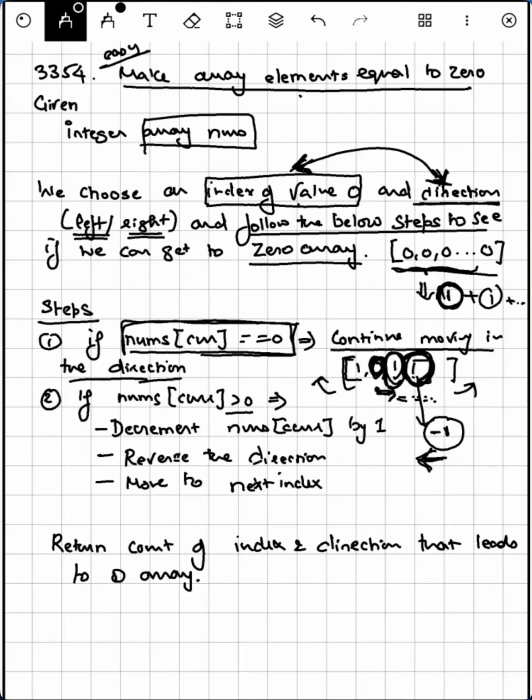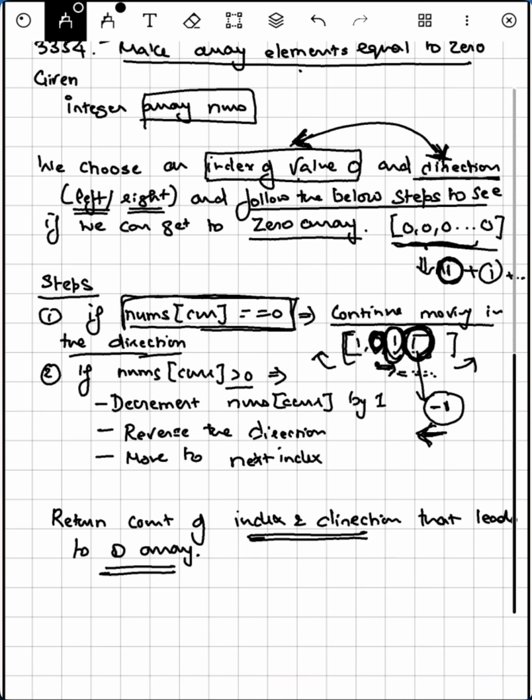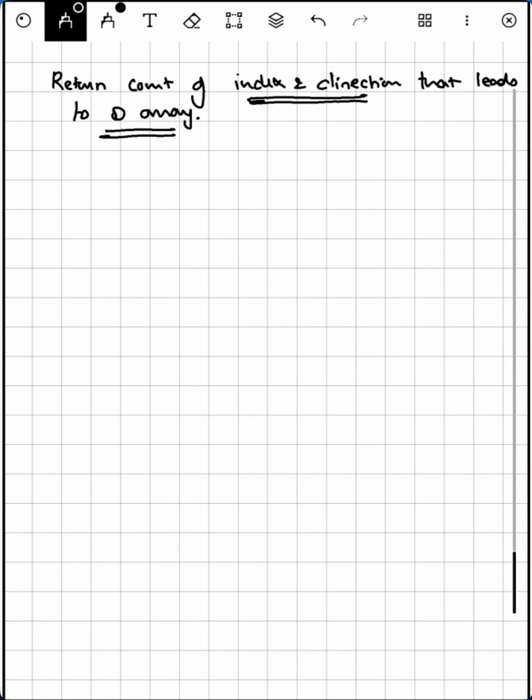And we have to return the number of states that will get me the 0 array. That is the whole problem. So the problem is quite simple. It's just the direct implementation of what they've asked. So let's quickly get to the code itself.